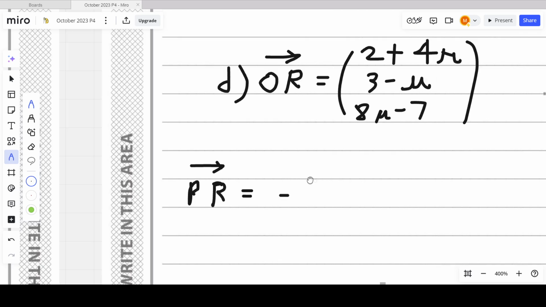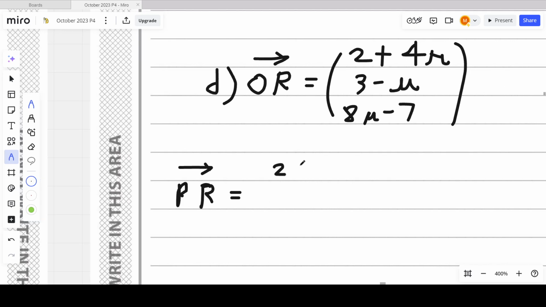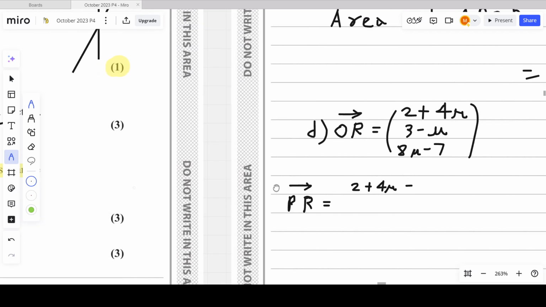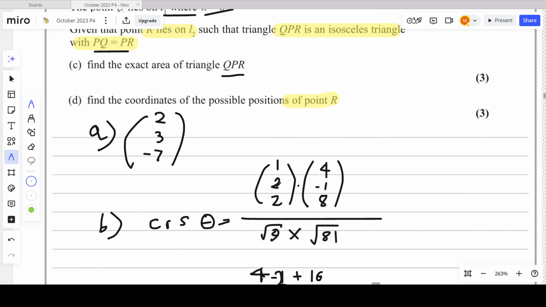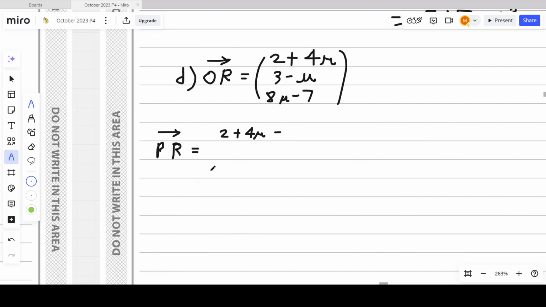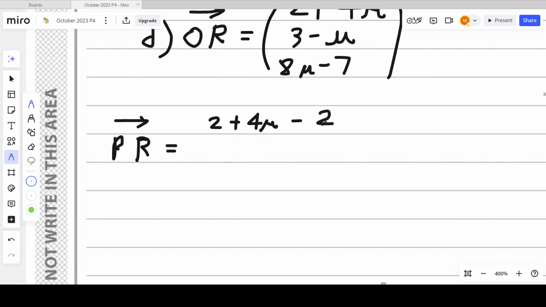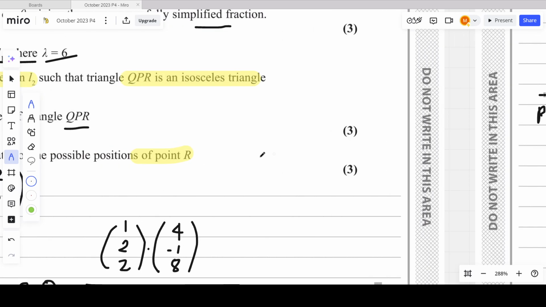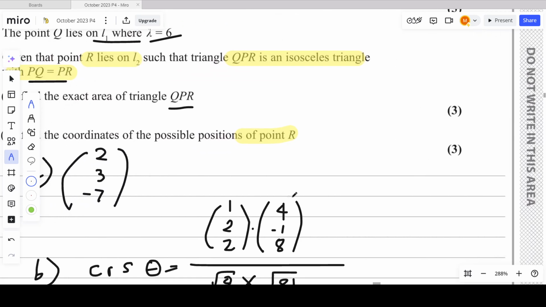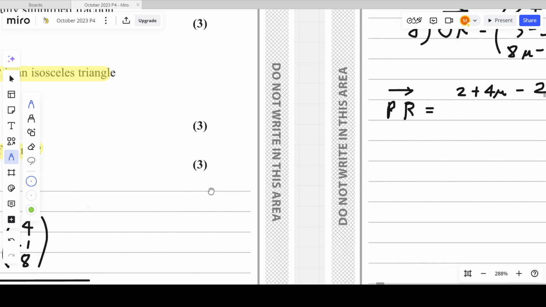OR is 2 plus 4 mu, minus OP. The i component of P is 2, so that should be minus 2. And then it would be 2 plus 4 mu.